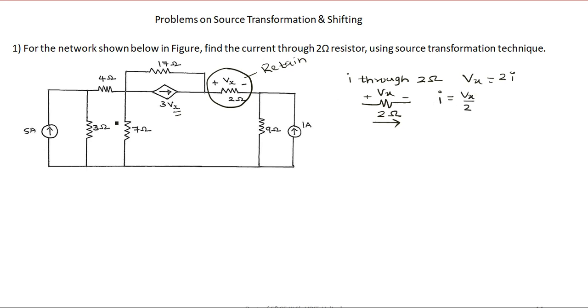First we check where we can apply source transformation and what are the conditions for source transformation. If you want to convert a current source into a voltage source, the first thing is we need to have the current source in parallel with some impedance.